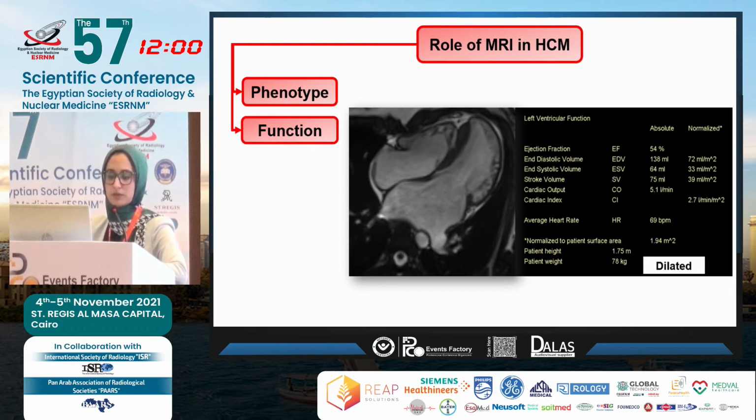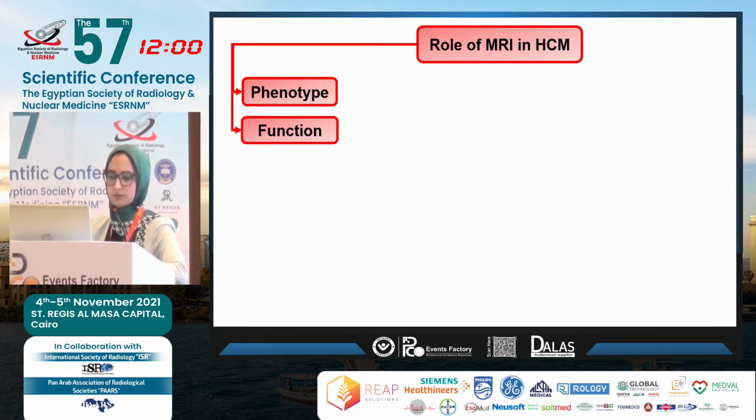You need to answer the question of the function. Usually in cases of HCM, you have supernormal function of the heart, but if you get lower values, that means that the heart is actually starting to get in the burnt-out phase, where you get a dilated LV and low ejection fraction of the LV.